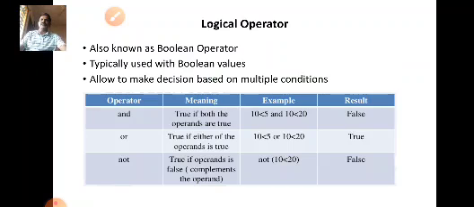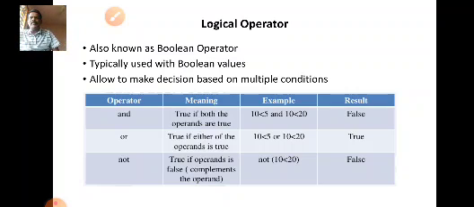Now the logical operators, also known as Boolean operators, are typically used with Boolean values and allow us to make a decision based on multiple conditions. Okay. The logical operators are and, or, not. All these three operators are also in previous programming languages like Java and C++. There also we are using logical operators.